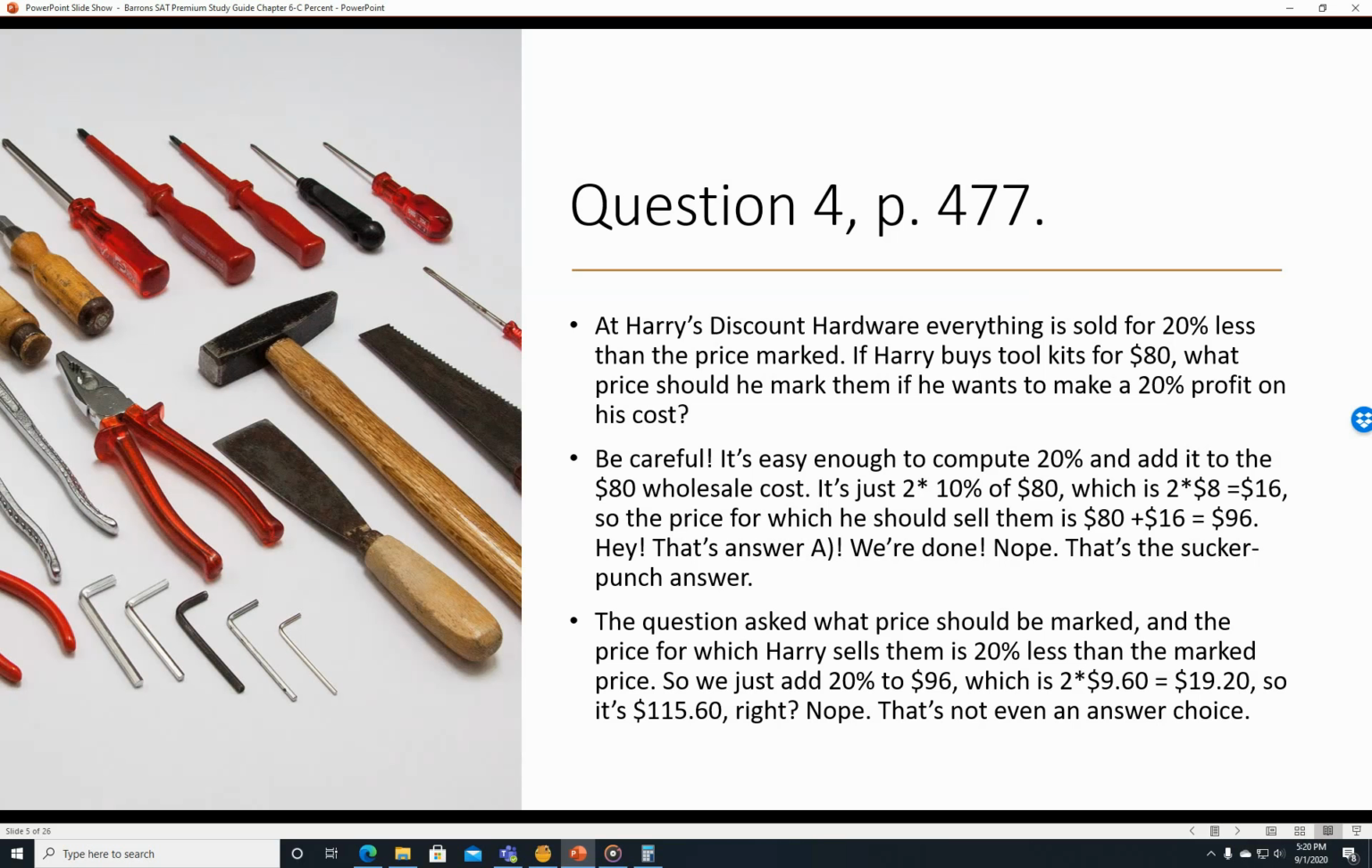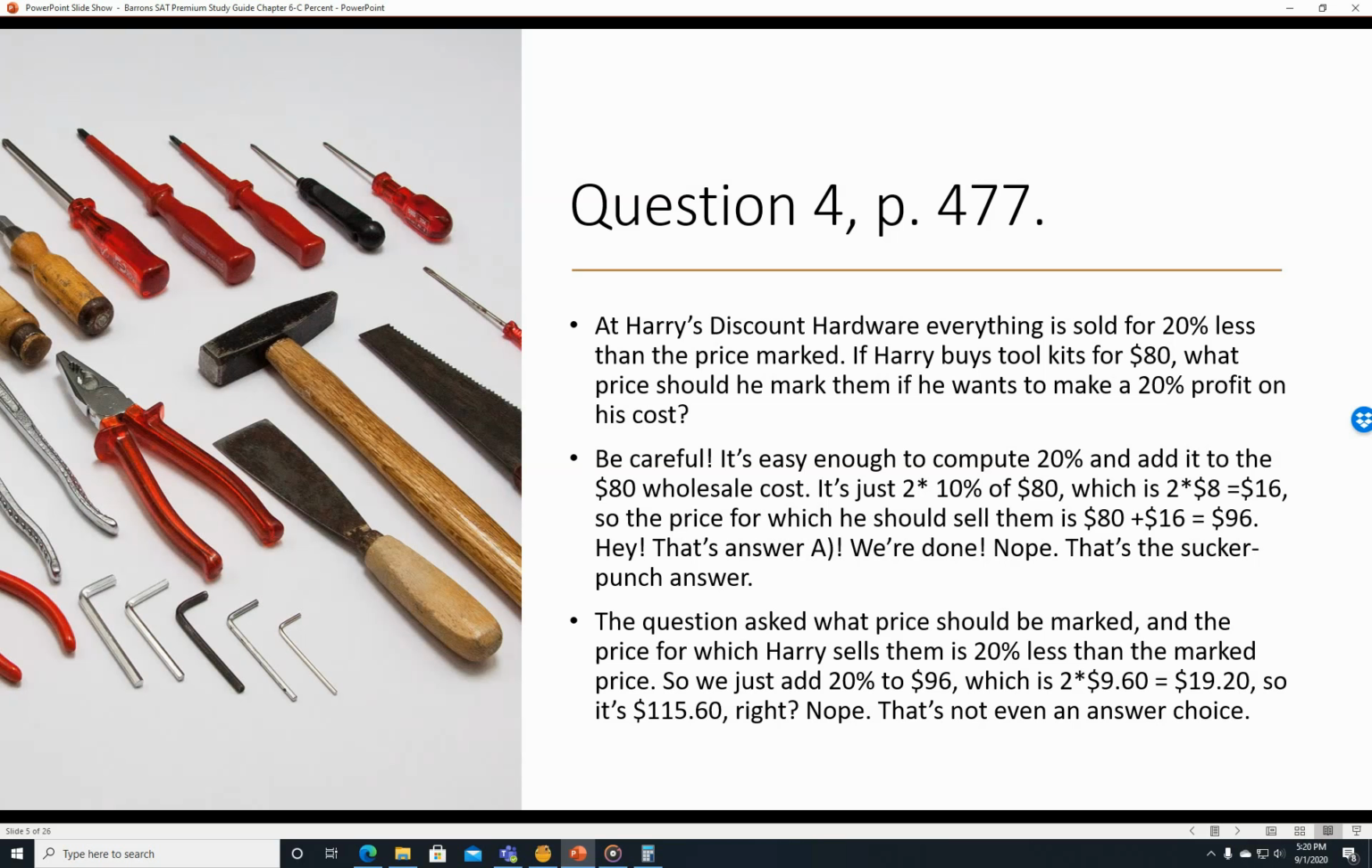Anyway, the question asked what should be marked, and the price for which Harry sells them is 20% less than the marked price. So we have to figure that out. We also know from before that adding 20% to the $96 won't give us the price that we would reduce by 20% to get 96. It's going to be bigger than that.